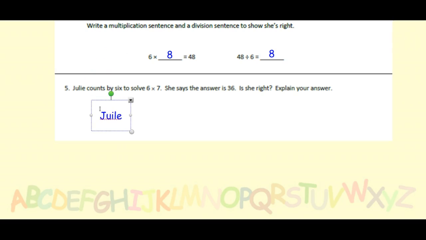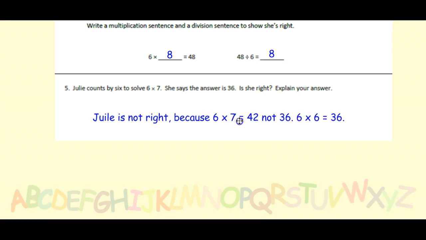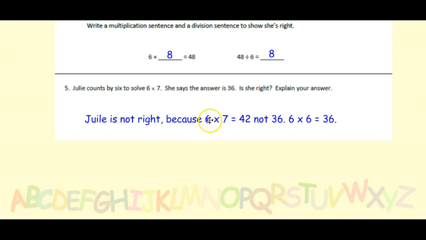So Julie is not right because 6 times 7 equals 42, not 36. And you could have also included that 6 times 6 equals 36. You did not have to put that, as long as you put something about how 6 times 7 is equal to 42 and not 36. So all in all, she really skip counted by 6s 6 times instead of 7.